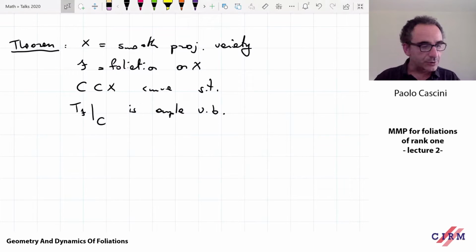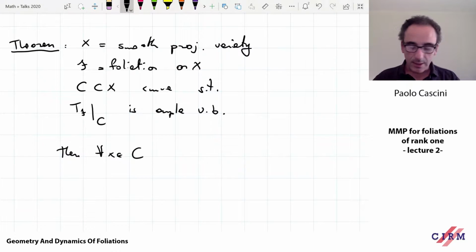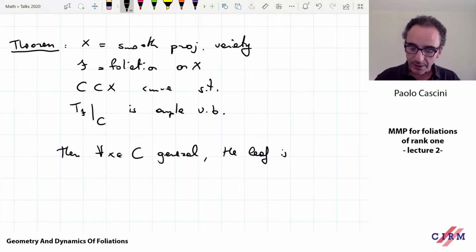Okay, under this assumption, then for any point of the curve, sufficiently general, the result is, I'm taking a small subset of the result, but let me just state it in this form. The leaf of the foliation is algebraic and is rationally connected.